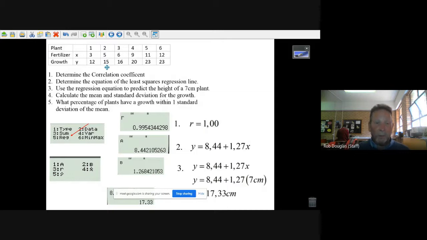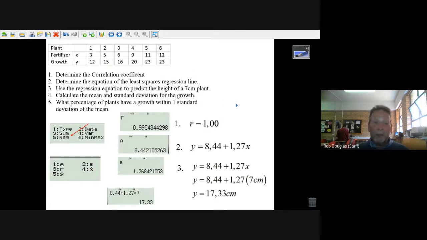Now, what you do is you take these values, you go to mode stat, and you get lots of different options. The one that says A plus BX, you go to that option, and this table will come up. All the X values, the first column, you fill in the numbers, all the Y values you fill in, and then you press AC.